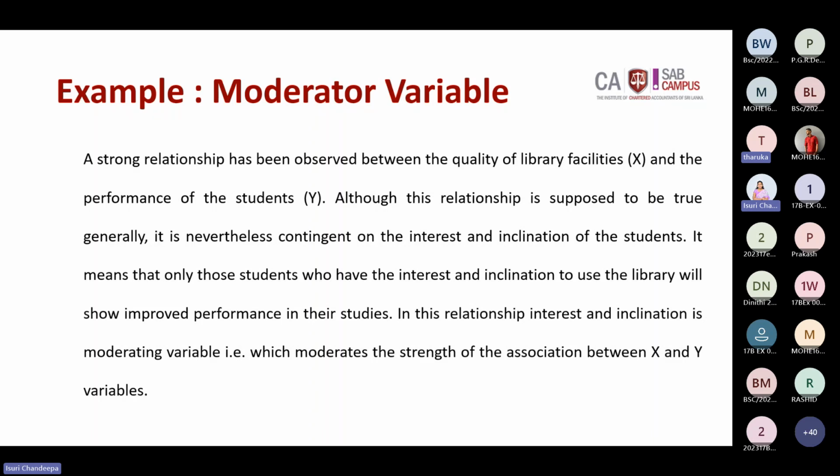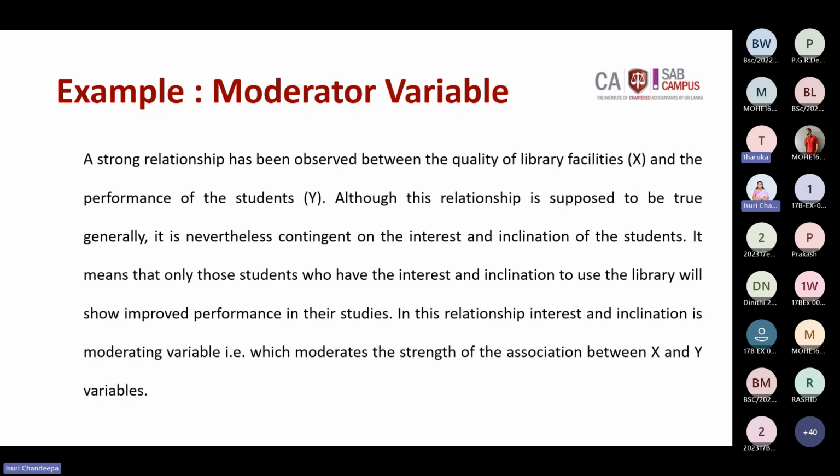So the strong relationship has been observed between the quality of library facilities, we are naming it as X, and the performance of the students, right? So based on the quality of library facilities, what happened to the performance of the students? It is Y. Although the relationship is supposed to be true generally, it is nevertheless contingent on the interest and the inclination of the students. It means that only those students who have the interest and inclination to use the library will show improved performance in their studies.